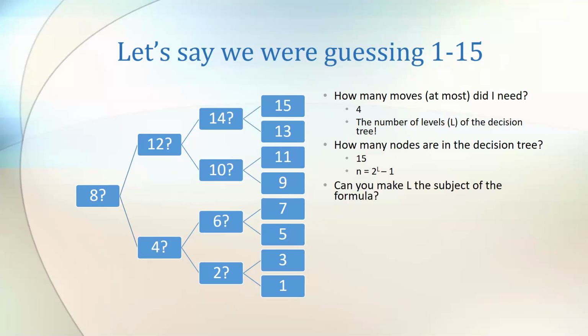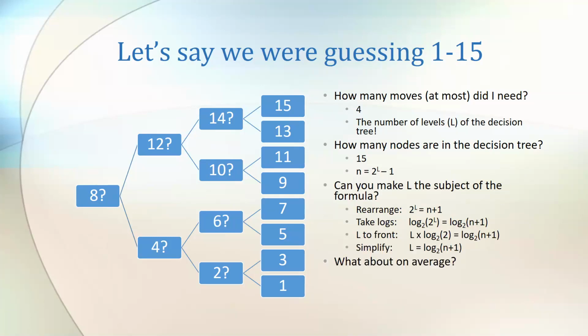Anyways, so can you make L the subject of this formula? Well, first you rearrange it. So you put the 1 over by the n, and you take logs on both sides. So we're taking log base 2 on both sides. I would put L to the front because you could do that with logs. The power comes to the front, and you have a multiply, and then I simplify, right?